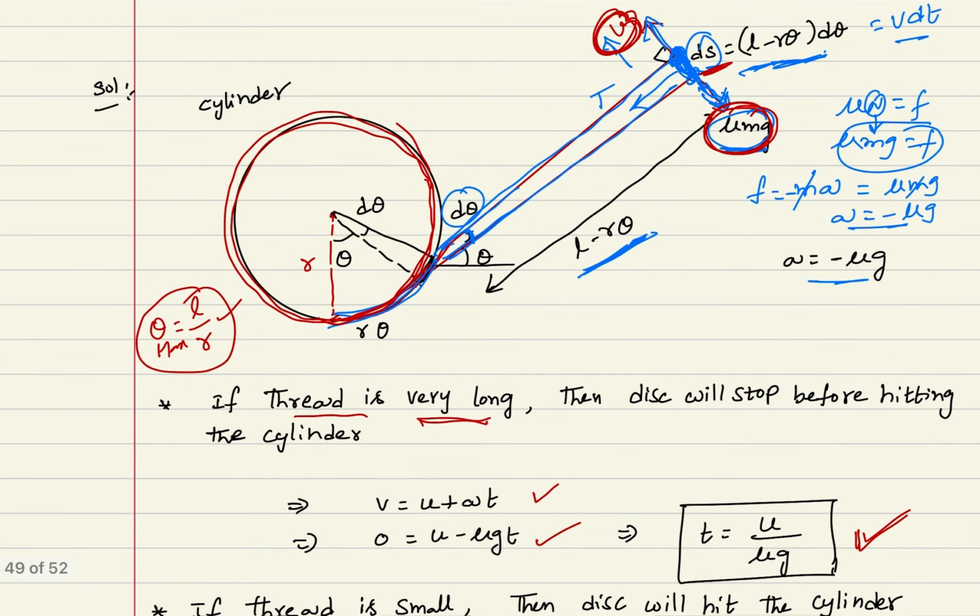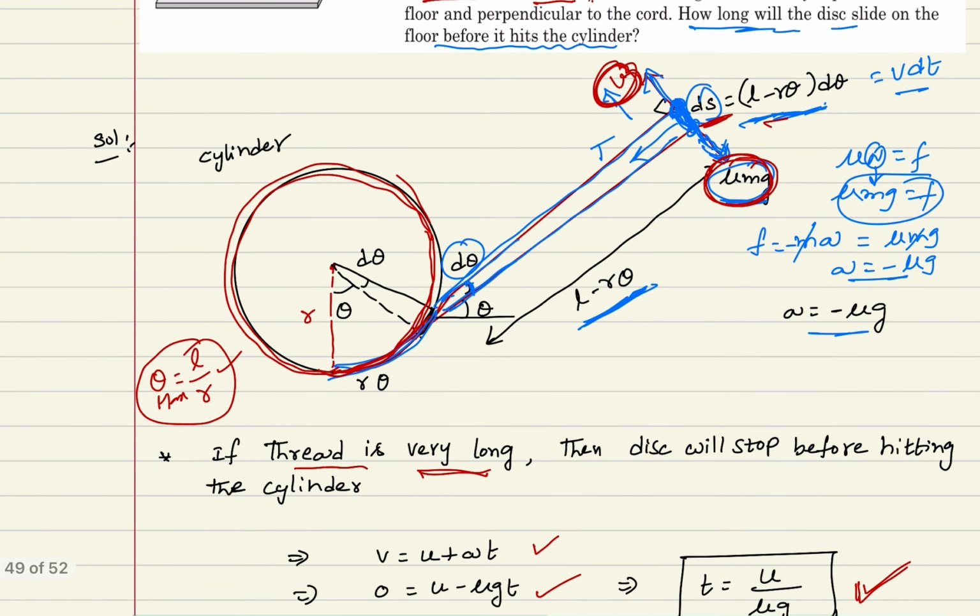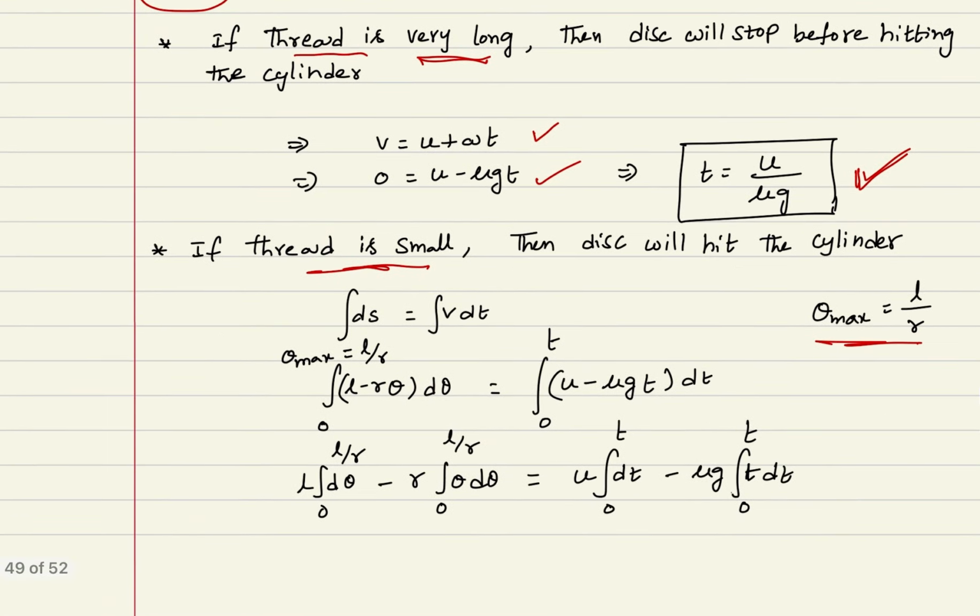And as I have written earlier, the distance covered by the disc is (L − Rθ) dθ = v dt. Same thing I have applied, ds = ∫v dt. My relation is that at t = 0, the angle turned is 0. At any time t, the maximum angle turned is θ max = L/R, whenever it is hitting the cylinder. I have integrated, applying the general process of integration.